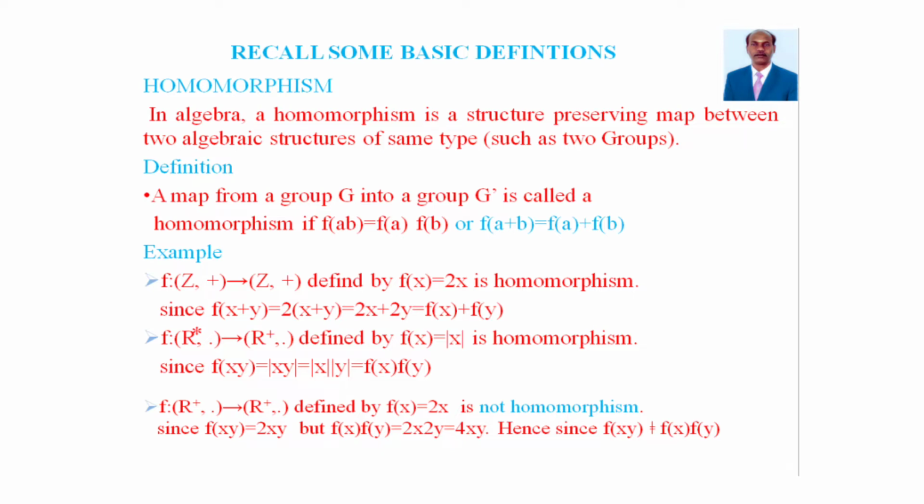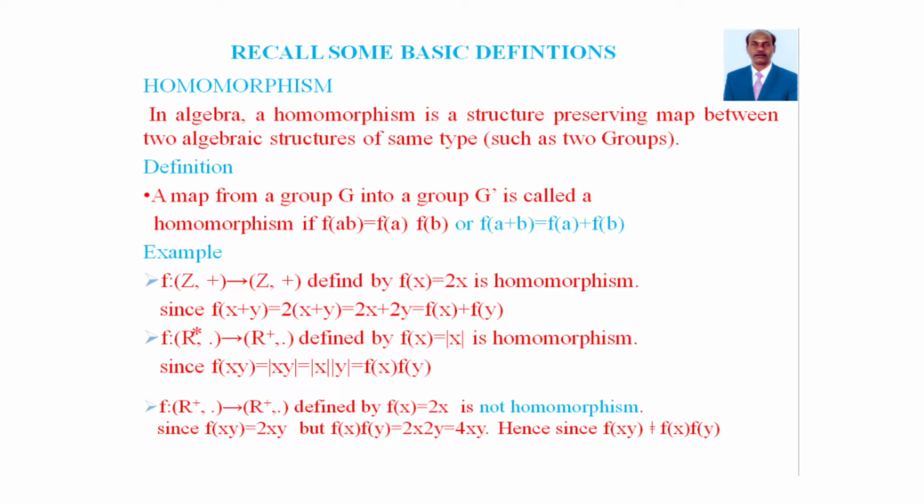A map f from a group G into a group G dash is called a homomorphism if f of ab equals f of a times f of b, or f of a plus b equals f of a plus f of b. For example, f from Z, plus to Z, plus defined by f of x equals 2x is a homomorphism.